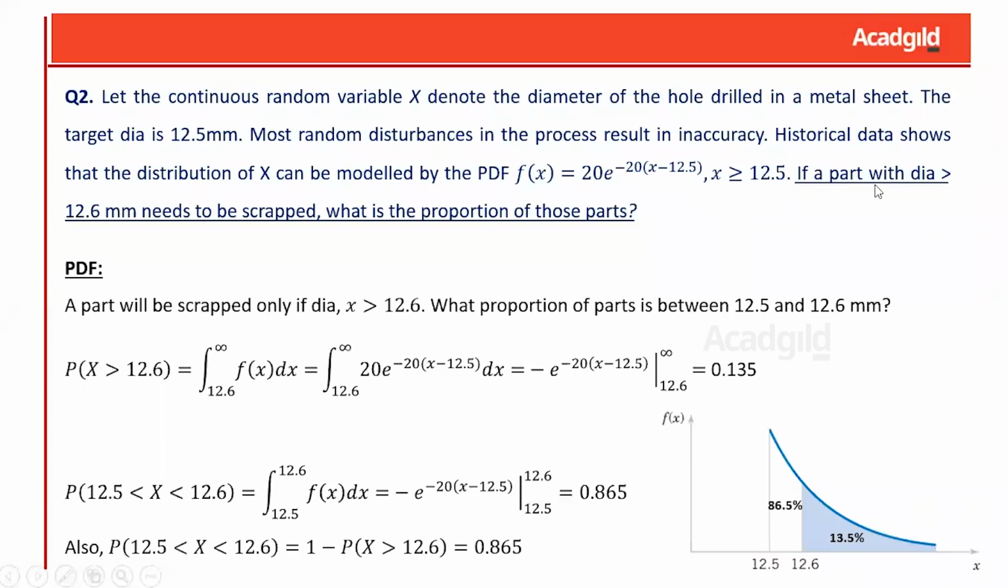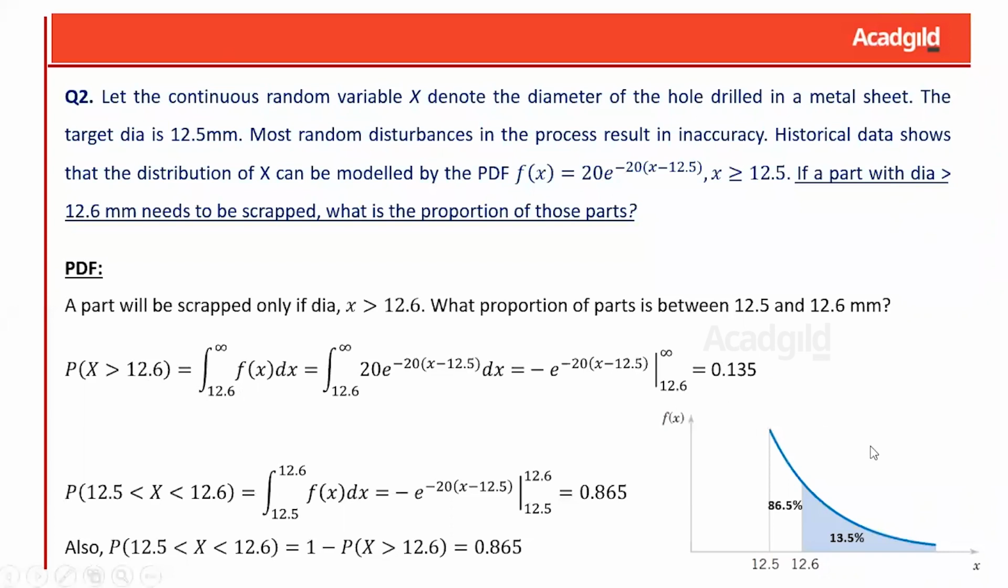Now if a part with diameter greater than 12.6 mm needs to be scrapped, what is the proportion of those parts? Now here we'll calculate the PDF first. f(x) is a function of x instead of a constant value in this problem, unlike the previous question. We need to understand that the part will be scrapped only if the diameter is greater than 12.6. Thus the probability of diameter greater than 12.6 needs to be calculated, and by using the suitable formula we arrive at 0.135, which is 13.5%.